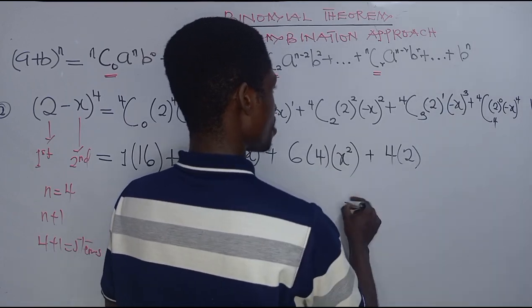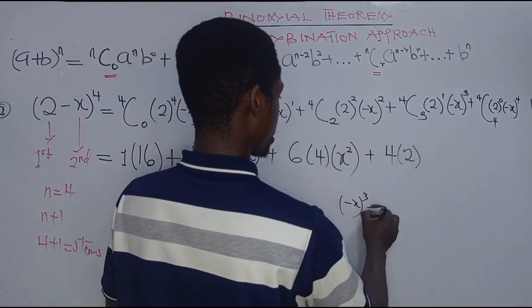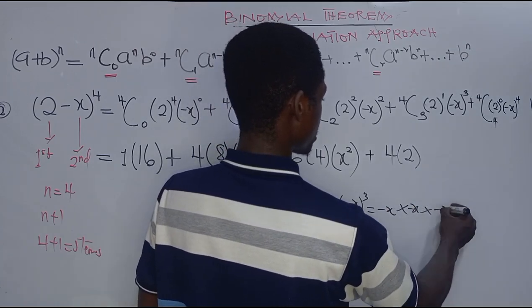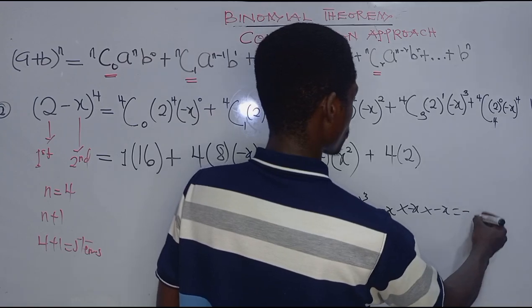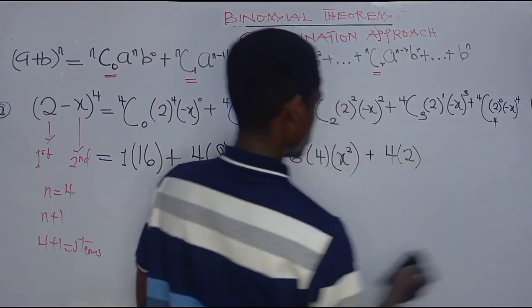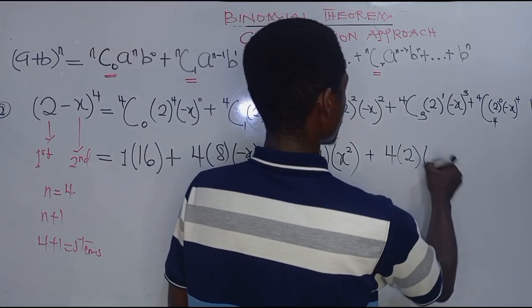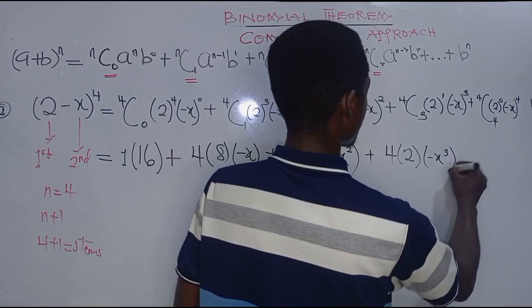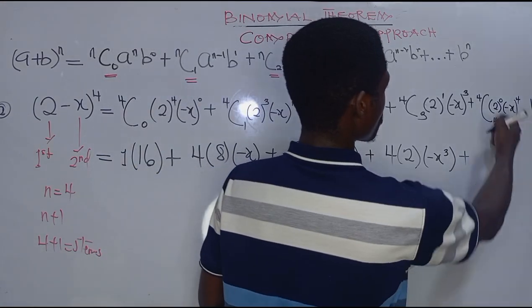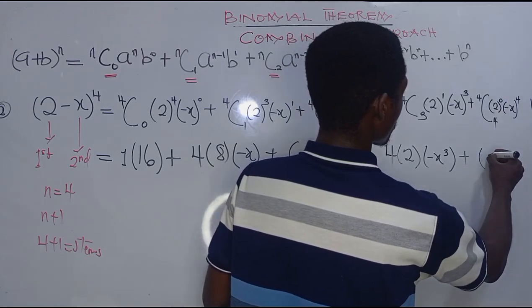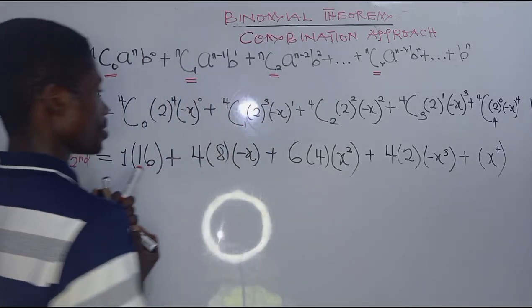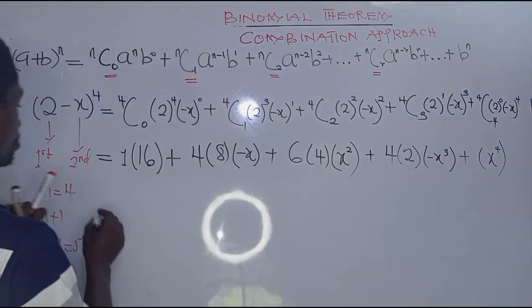So we have minus x all power 3. This is the same as minus x times minus x times minus x. And that is going to give you minus what? X power 3. Remember that. So we have minus x power 3. And then 4 combination 4 will give you 1. This will give us 0. So we have positive x power 4.